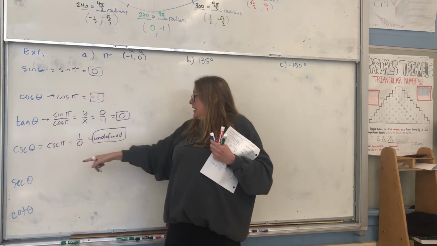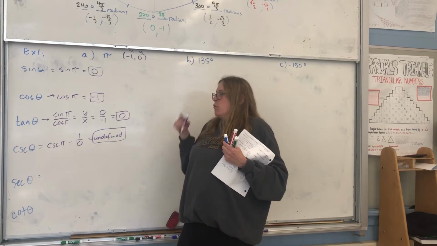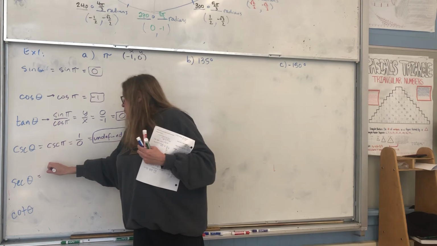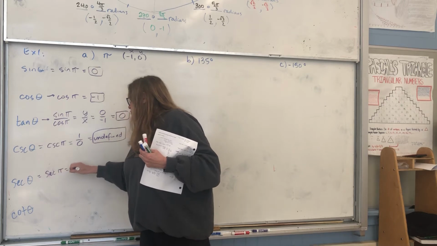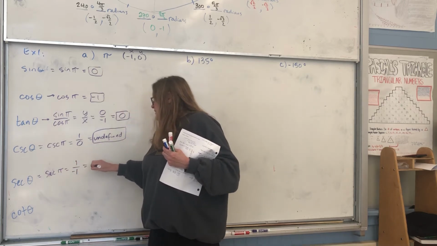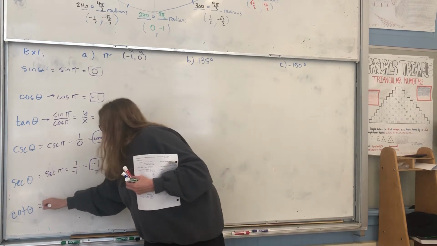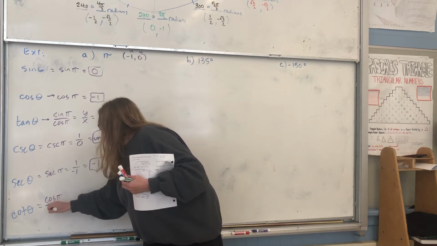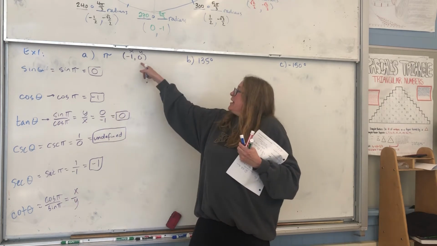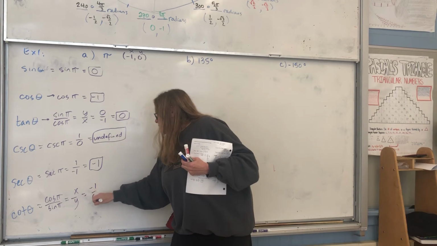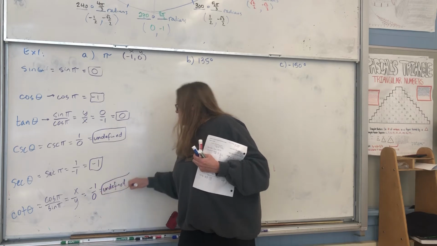Okay? Secant I can get by flipping over cosine, or in other words, 1 over cosine. So let me write secant of pi. Secant of pi is equal to 1 over -1, which is -1. And our last one, cotangent, is equal to cosine over sine. Or in other words, x over y. Well, x over y gives me -1 over 0, which we know is also undefined. So there are the 6 trig functions of pi.